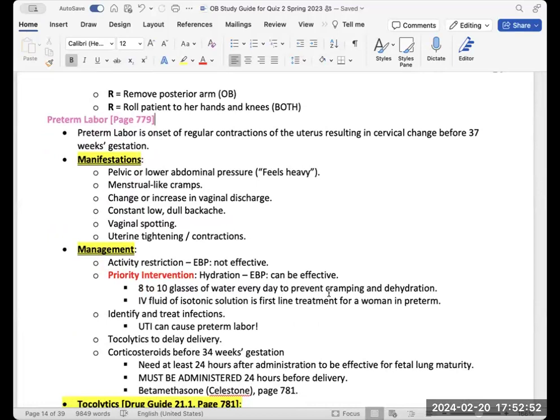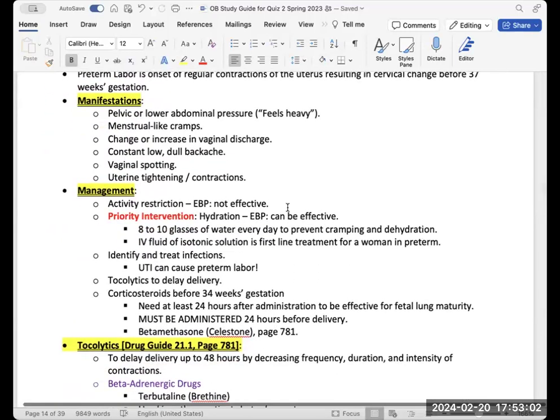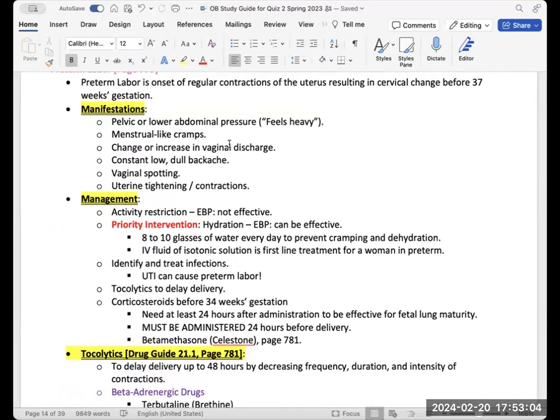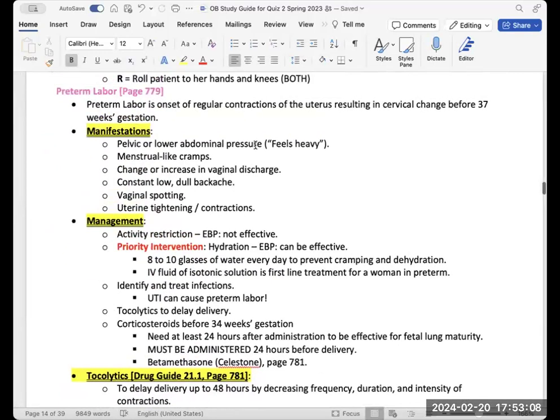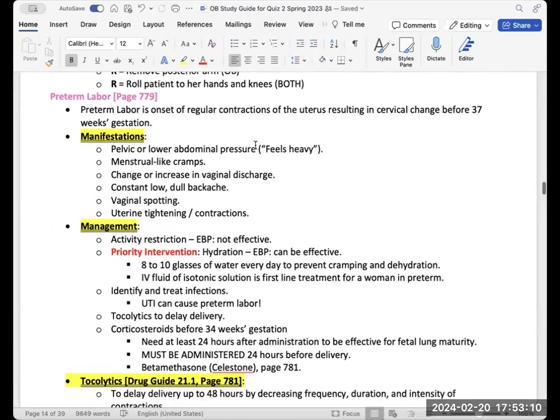So then we have preterm labor, right? Where we have the onset of regular contractions and the uterus having cervical changes before 37 weeks gestation. Manifestations include pelvic or lower abdominal pressure, feeling really heavy, menstrual-like cramps, a change or increase in vaginal discharge, low dull backaches, vaginal spotting, and uterine tightening and contractions. If we see any of this, we know they're in preterm labor.